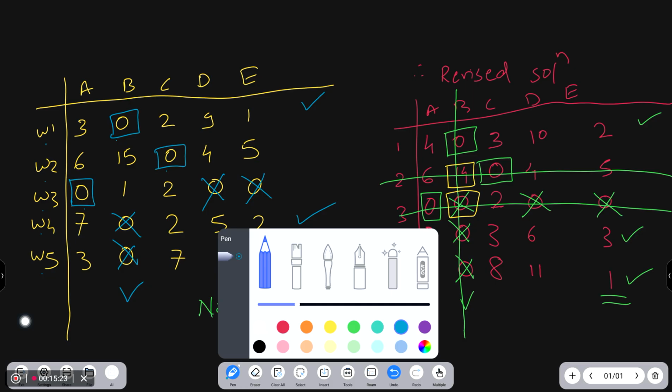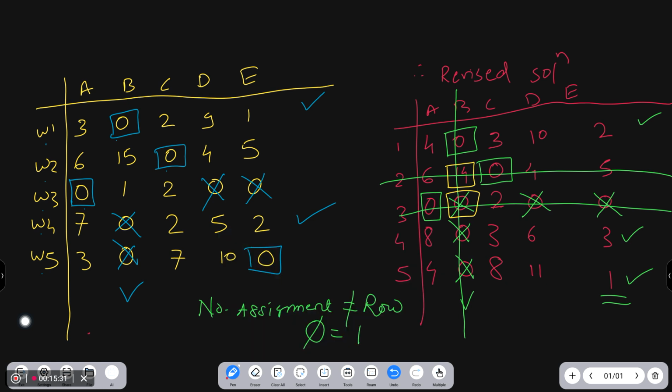Then you have to draw the lines. What is the rule of drawing lines? Untick row. So I have to draw the lines on the untick row and then the tick column.